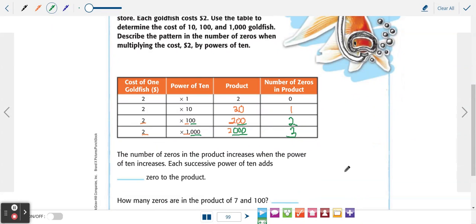The number of zeros in the product increases when the power of 10 increases. Each successive power of 10 adds 1 zero to the product. So every time we increase by a power of 10, we're adding 1 more zero, right? 1 plus 1 is 2. 2 plus 1 is 3. So each time we're adding 1 more zero to get the number of zeros in the next power of 10.